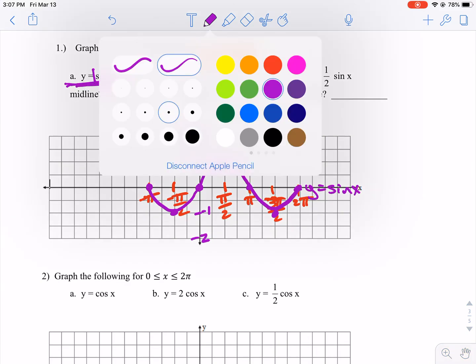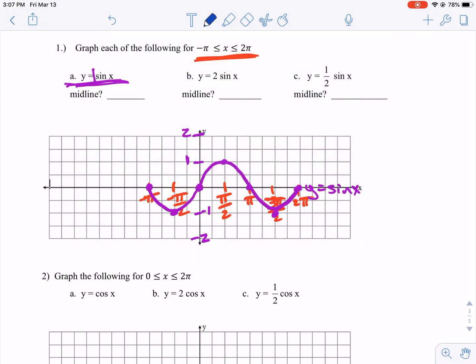That's in purple. Now I have the benefit of changing colors, so you'll have to maybe change colored pencils or pens or something at home. The midline, again, our highest was 1, our lowest was negative 1, so y equals 0 is in the middle.